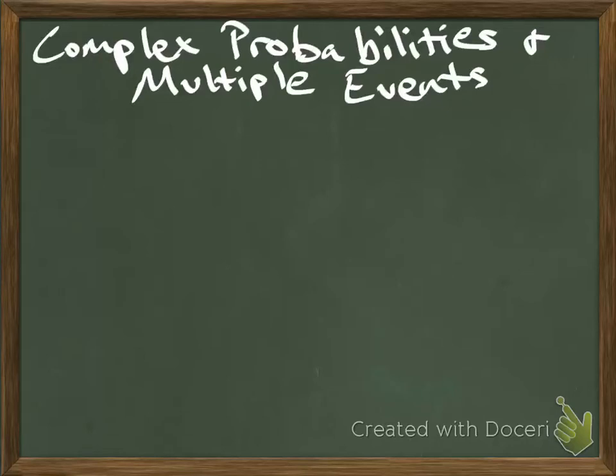Hi everyone. Today we're going to be talking about complex probabilities. Complex probabilities are sometimes called compound probabilities. And they're compound probabilities oftentimes because we're looking at multiple events occurring.